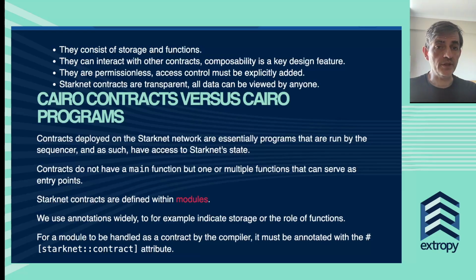Contracts do not have a main function as programs do, but we can have multiple entry points into the contract, via external functions. We define our contracts within modules, and to indicate which parts of the contracts are which, we use annotations. For example, we want to show what part of the contract is storage, and we have an annotation for that. Or if we want to describe how functions work, then we have an annotation for that. We need to tell the compiler that what we are writing is a contract as opposed to a program, and so for that we have this particular attribute here, the Starknet contract attribute.